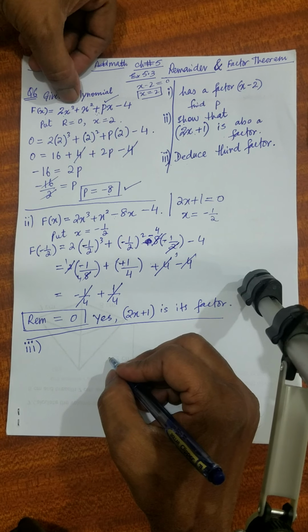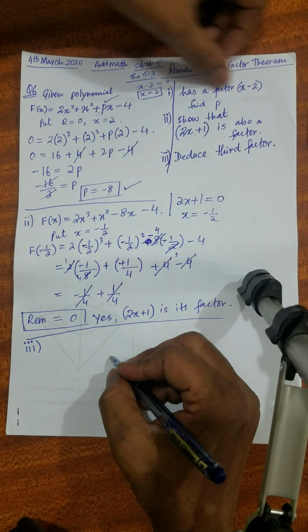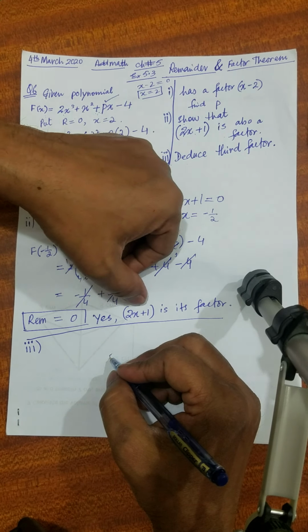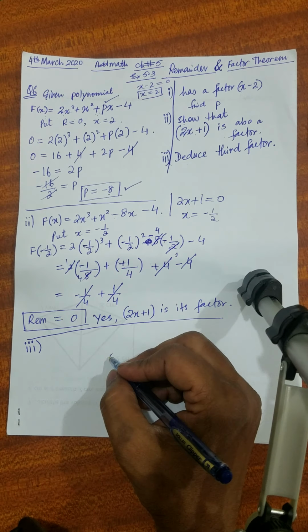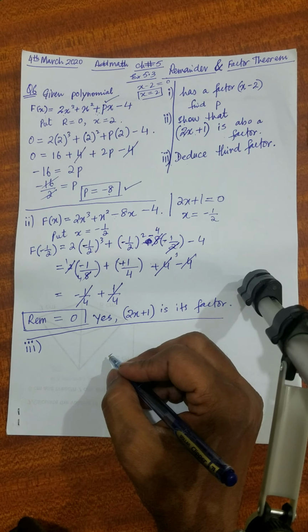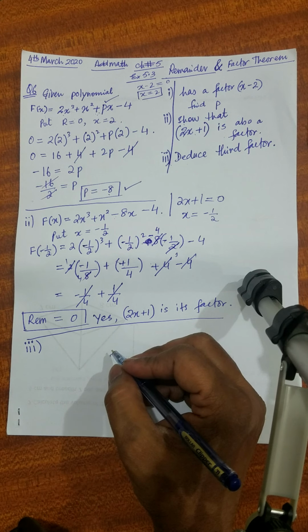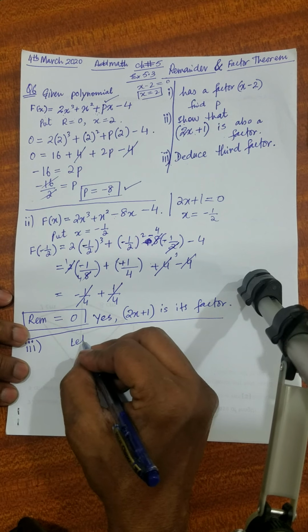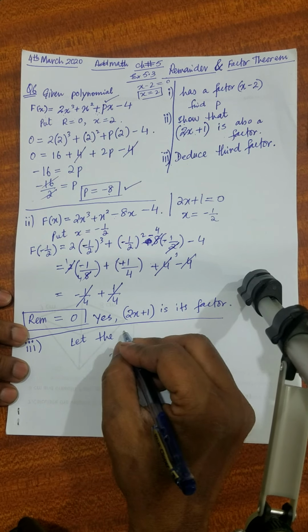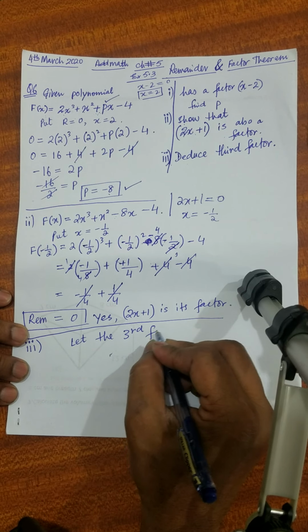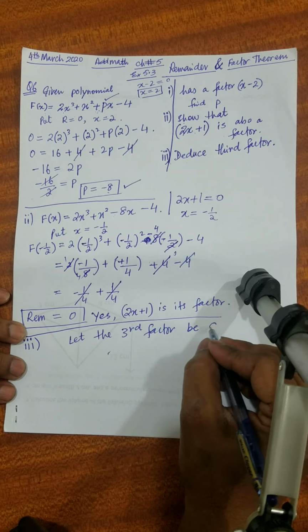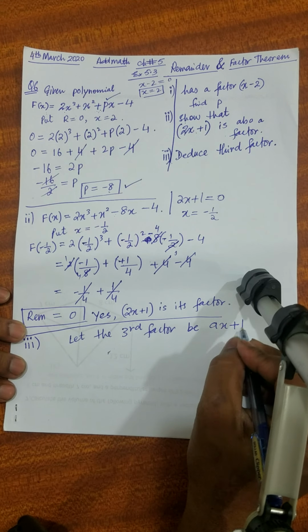The first factor they have already given us, x minus 2. The second factor we just proved, the remainder is 0. So 2x plus 1 is the second factor. And they are asking us now to deduce the third factor. So you need to suppose this third factor. Let the third factor be ax plus b.